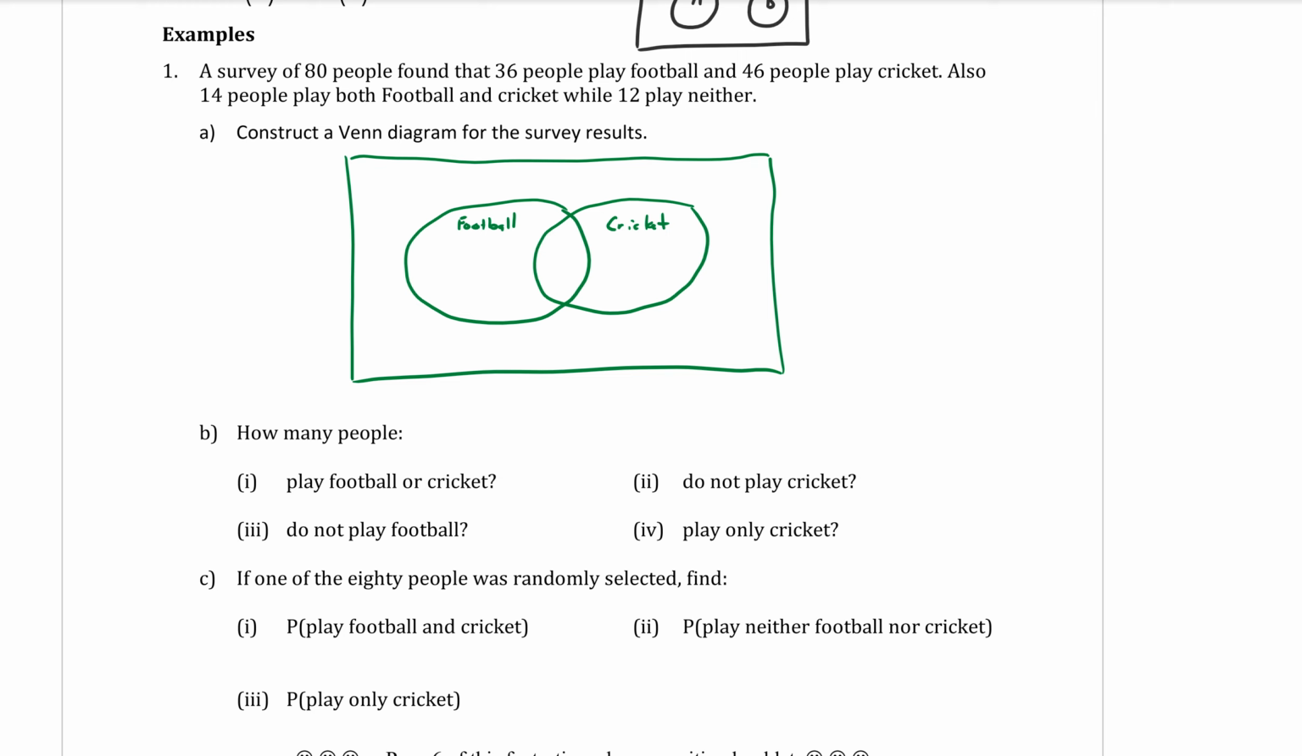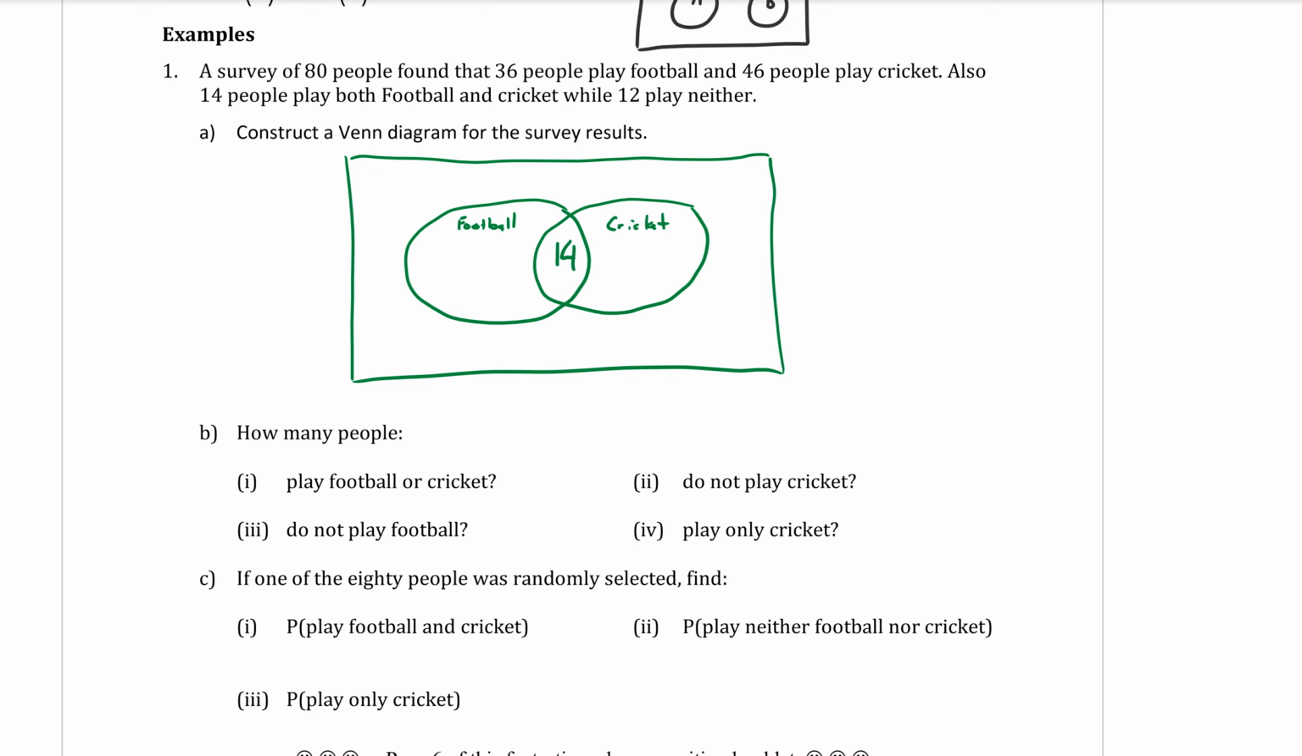The number I need first is this one. 14 people play both football and cricket. If they give you that number, you always want to start with that one. Sometimes they don't, and that's even nastier. So 14 people play both. That goes in here in our overlapping section.